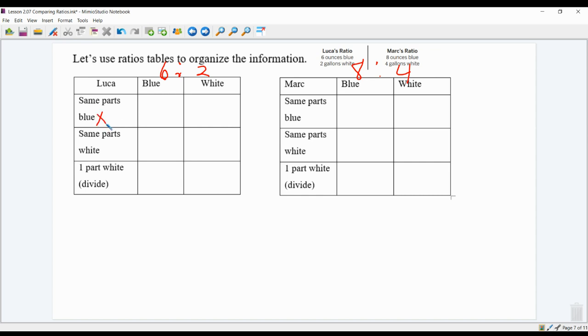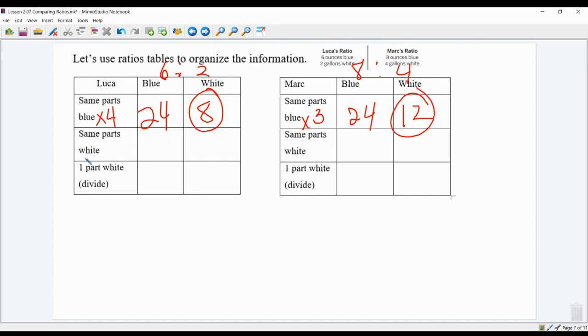So I'm going to multiply Luca's recipe by 4, and I'm going to multiply Mark's by 3, so that both of these will be 24. But then if I'm quadrupling this blue paint, I also quadruple the white. This is triple. Okay, so now the 24 is the same. I'm just confirming. Mark uses more white when blue is the same, so it's lighter.